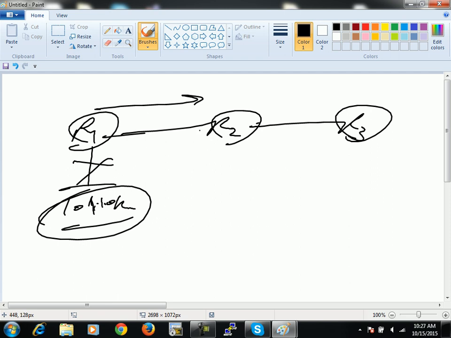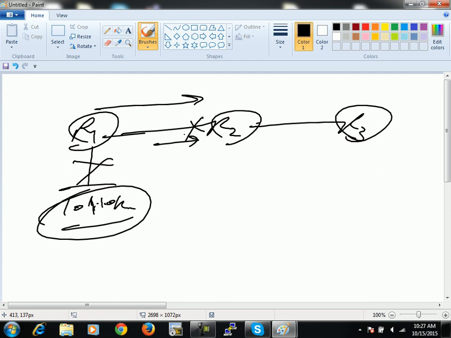Let's say it was dropped by R2 in its input queue itself, or dropped somewhere in the network. If it was dropped somewhere in the network, what can happen to your network? Of course, due to a shortage of information, there can be a routing loop in your network. So routing loops can occur.